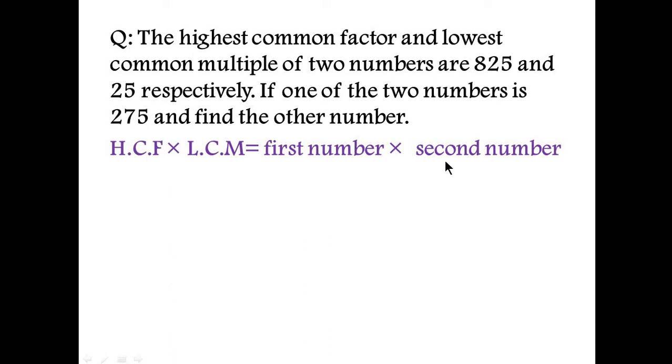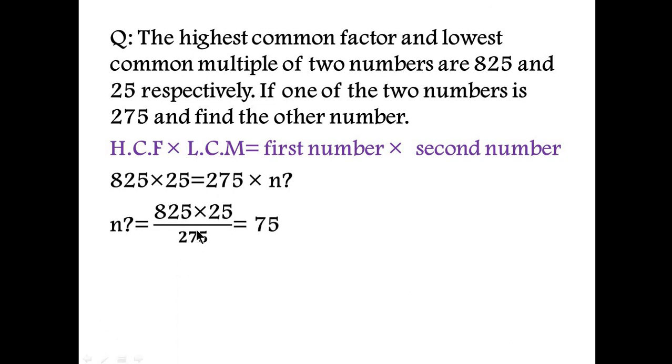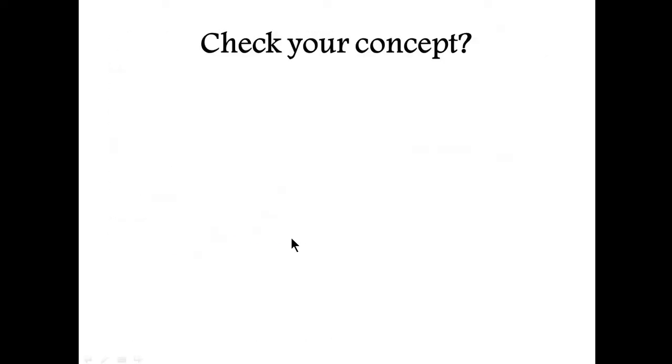HCF cross LCM is equal to first number multiplied by second number. So you are given the least common multiple as well as HCF. HCF is 25 and LCM is 825, and one number is given as 275. You have to find the second number like this. So here you have to find n. That's why you are going to divide by 275 like this. Now 275 ones are 275 and 275 threes are 825. So now 25 threes, you get 75. That is the answer. So just check your concept.